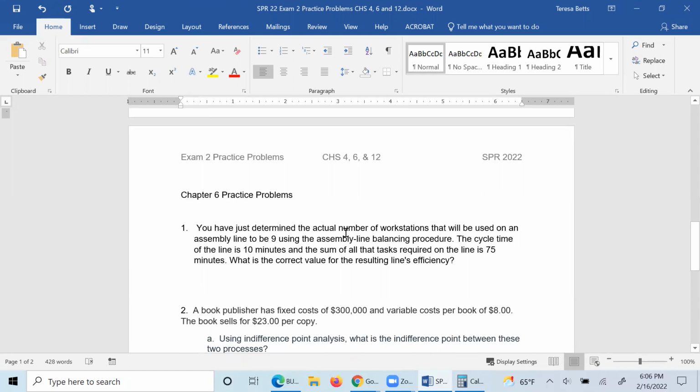Okay, so you've just determined that the actual number of workstations that will be used on an assembly line is going to be 9 using the assembly line balancing procedure. The cycle time of the line is 10 minutes, and the sum of all the tasks required on the line is 75 minutes. What is the correct value for the resulting line's efficiency?